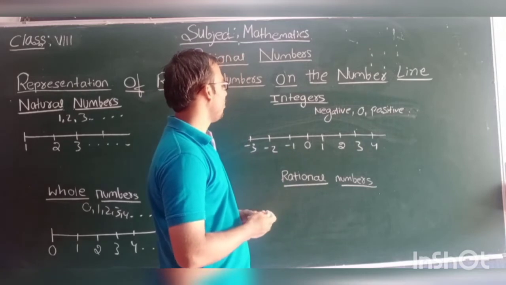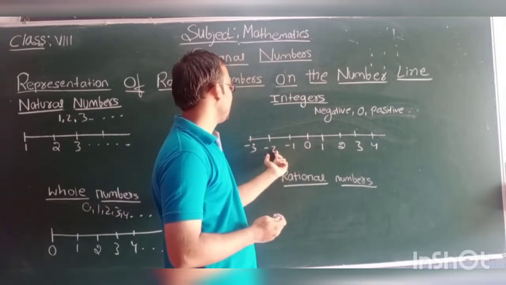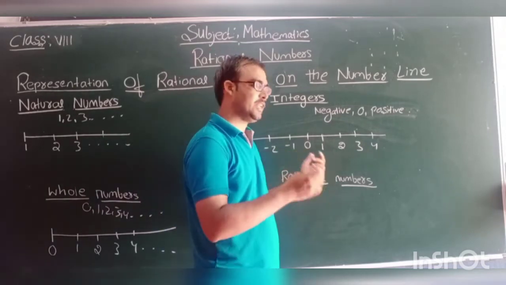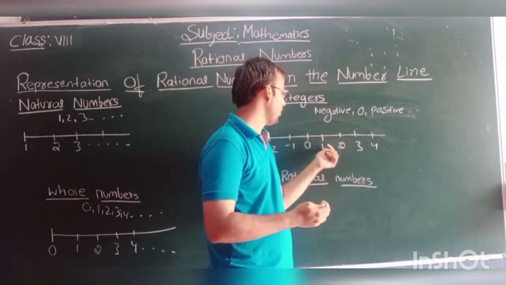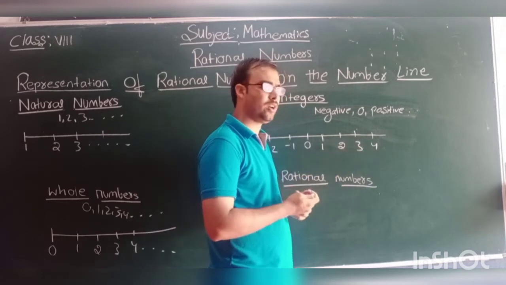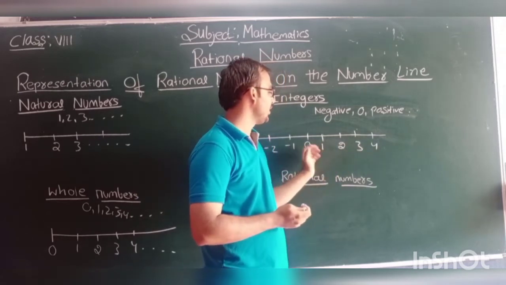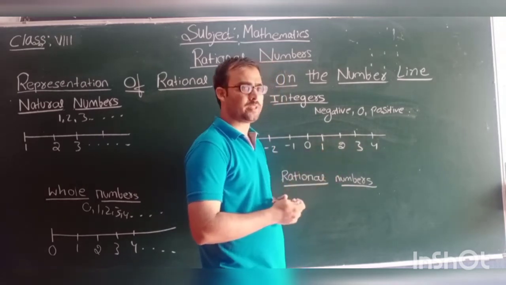Now can you see numbers between any two numbers? Can you see any other numbers between 0 and 1? Can you see any other numbers between 1 and 2, 2 and 3 and so on? No. You cannot see numbers in between any two numbers.